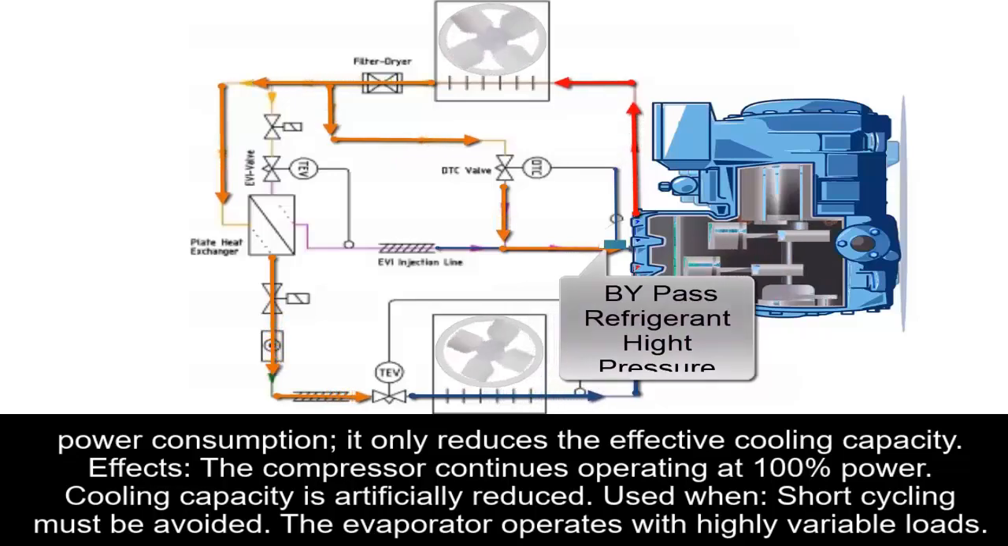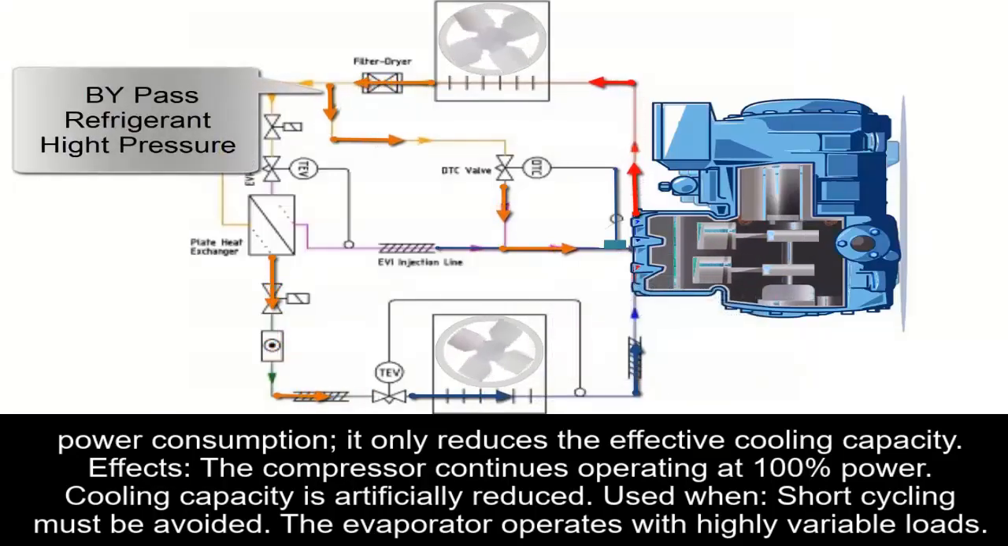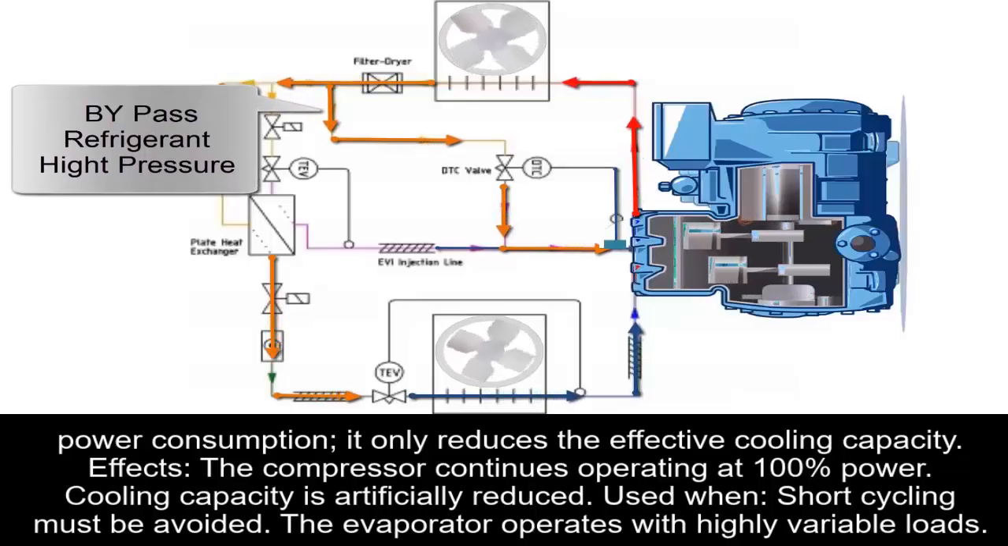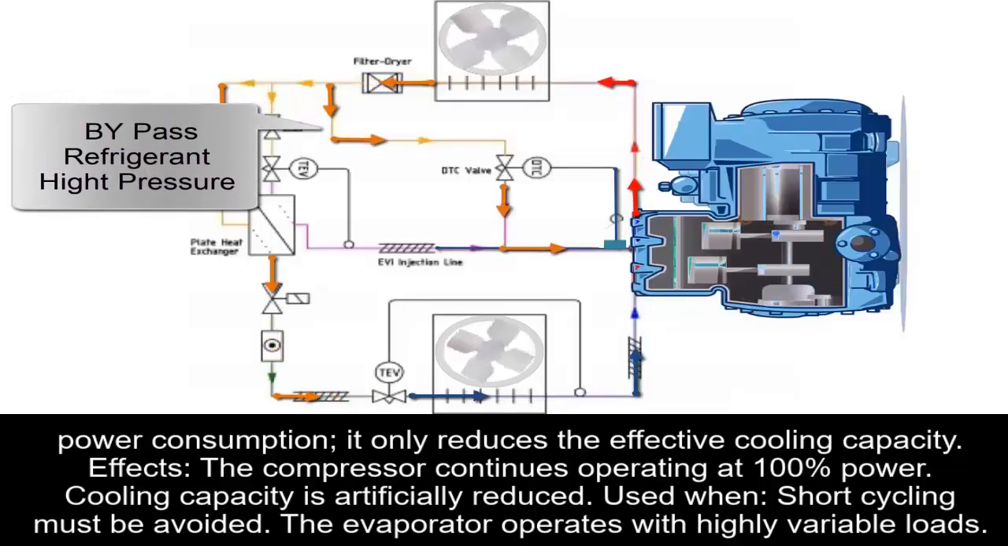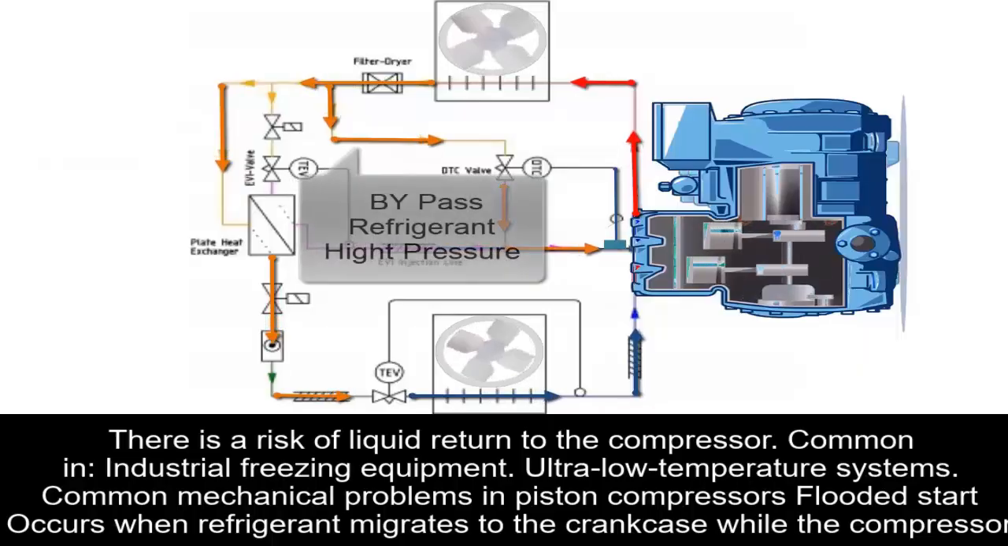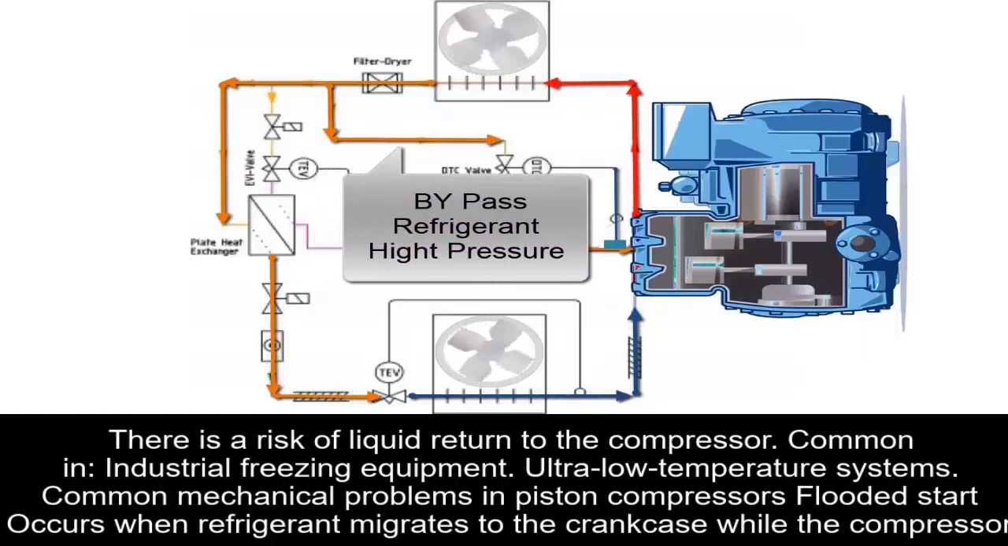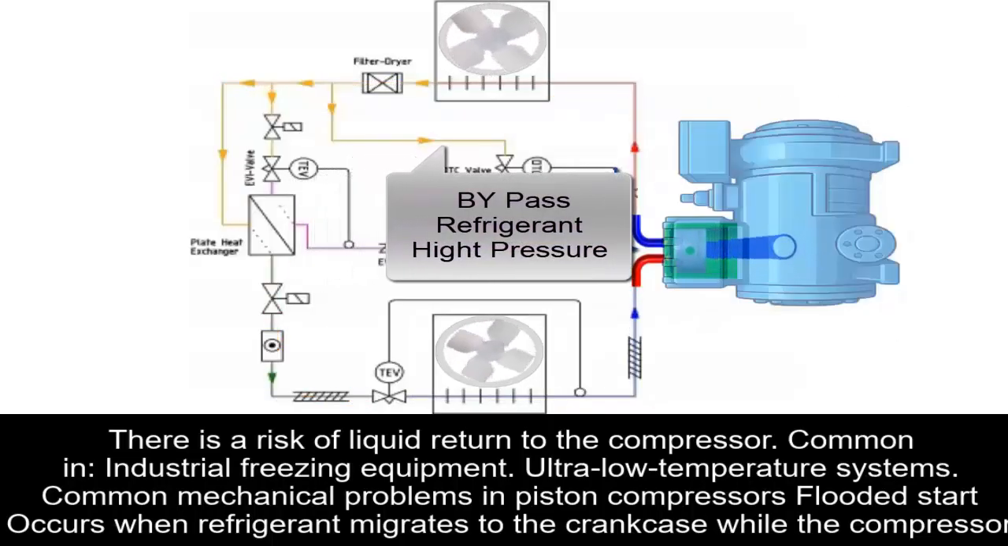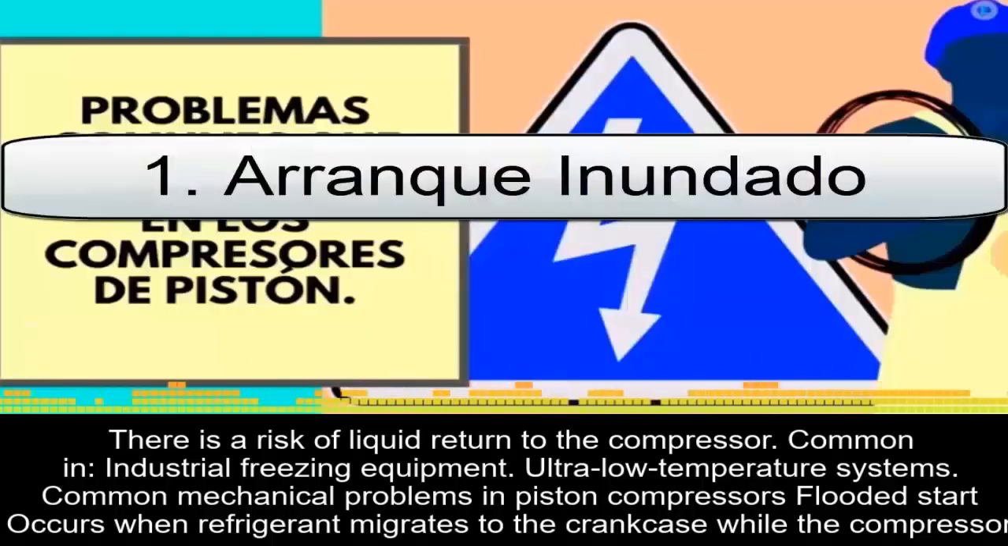Used when short cycling must be avoided, when the evaporator operates with highly variable loads, or when there is a risk of liquid return to the compressor. Common in industrial freezing equipment and ultra-low temperature systems.